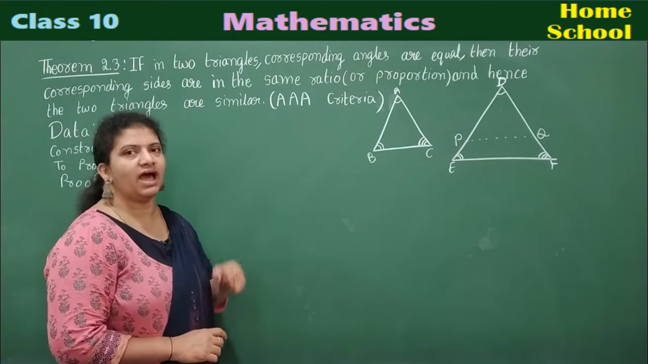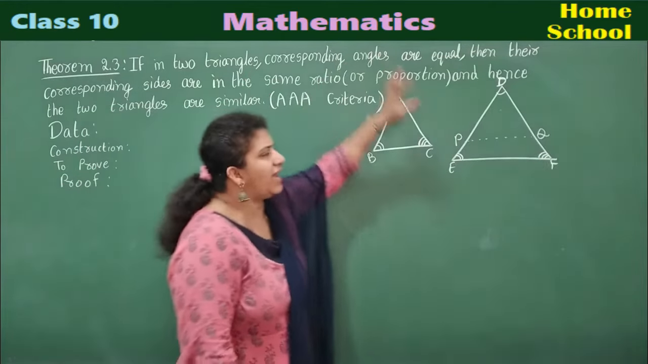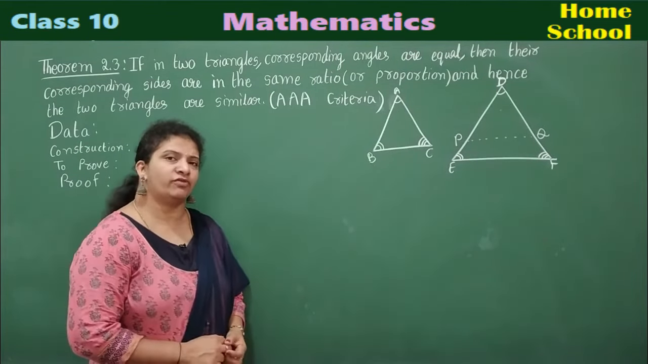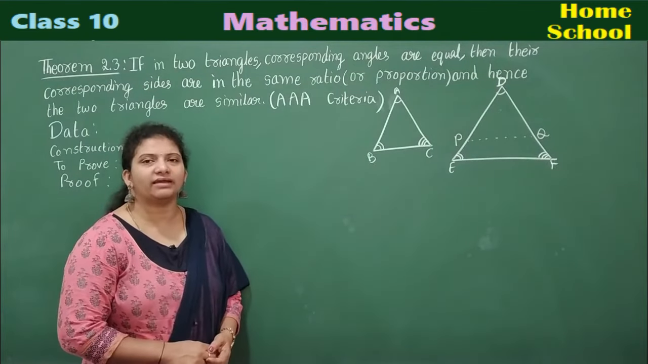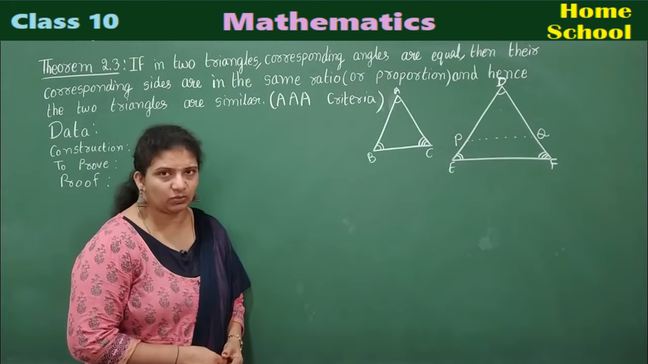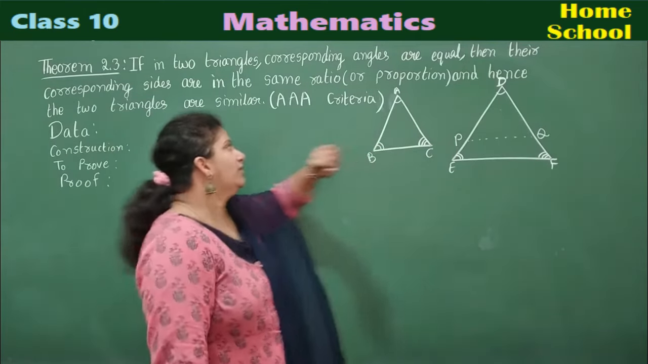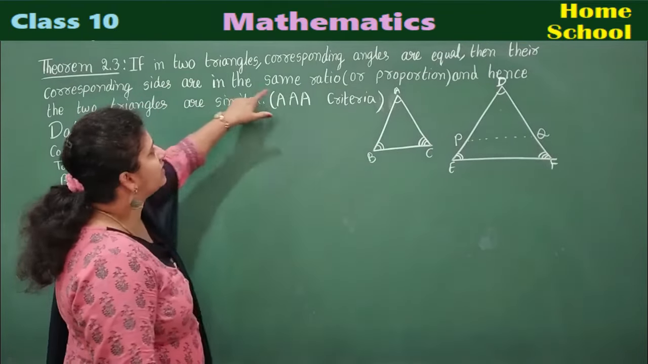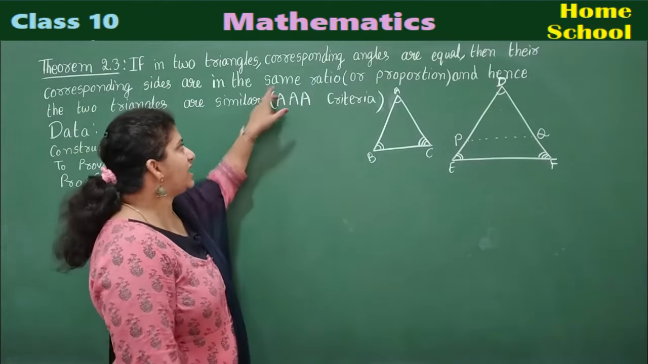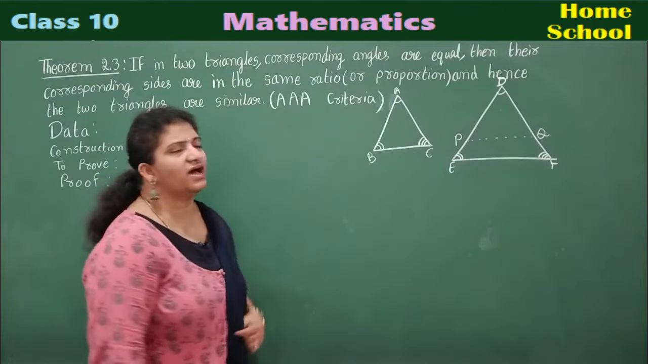But in this theorem, corresponding angles are equal is given. Let's read the statement. If in two triangles, corresponding angles are equal, then which type of triangle is it? It is an equiangular triangle. If in two triangles corresponding angles are equal, then we call them equiangular triangles. Then their corresponding sides are in the same ratio or proportion, and hence the two triangles are similar.